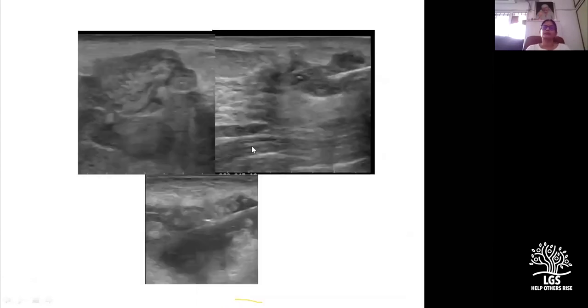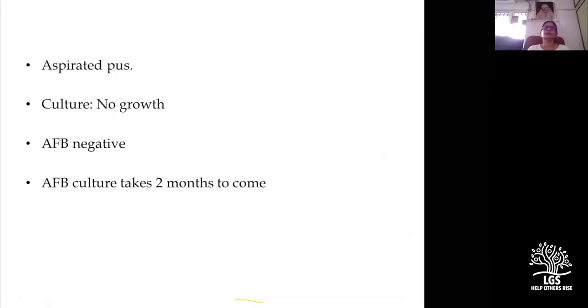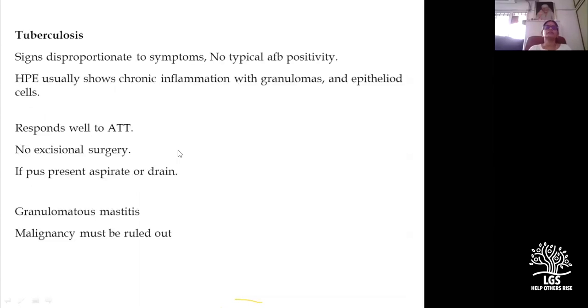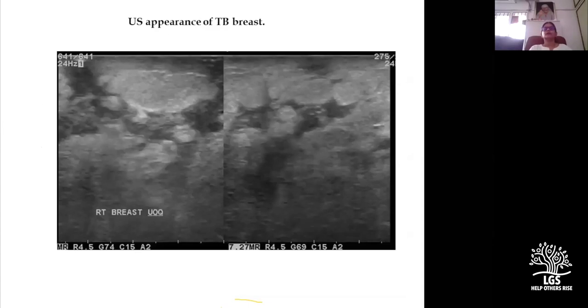And then, like I said earlier, aspirate, and obviously these, if it is due to granulomatous mastitis, culture will not show anything. And AFB culture, it usually takes a longer time, and that also is negative. Then this is a patient who needs to get treated with antibiotics.